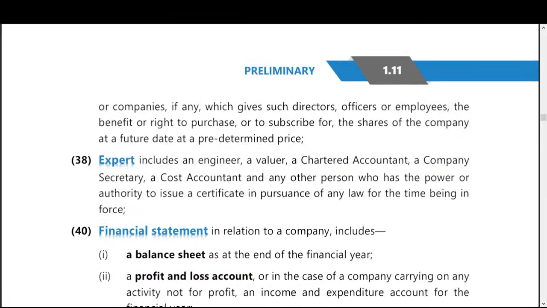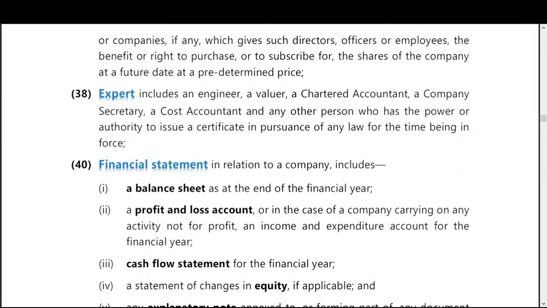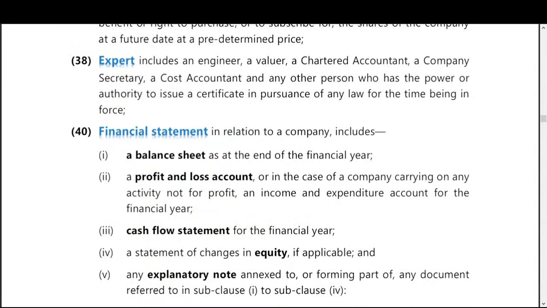Expert includes an engineer, a valuer, a chartered accountant, a company secretary, a cost accountant, and any other person who has the power or authority to issue a certificate in pursuance of any law for the time being in force. Financial statement in relation to a company includes a balance sheet as at the end of the financial year, a profit and loss account, or in the case of a company carrying on any activity not for profit, an income and expenditure account for the financial year.